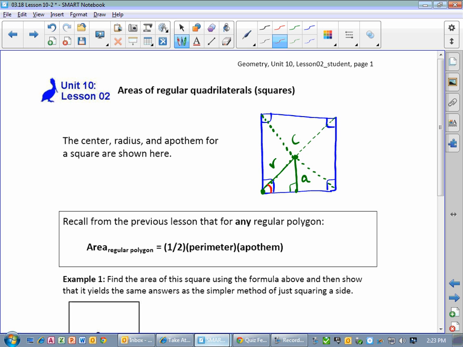Now, thinking about this a little bit more, you're bisecting this angle right here, which would make this angle right here half of the larger angle, which makes it 45 degrees. And so if this is 45 degrees, and then we've got a 90 degree angle, and then a 45 degree angle, then this is one of our other special right triangles. We only have two of them. Yesterday we saw 30, 60, 90, and today we've got 45, 45, 90.